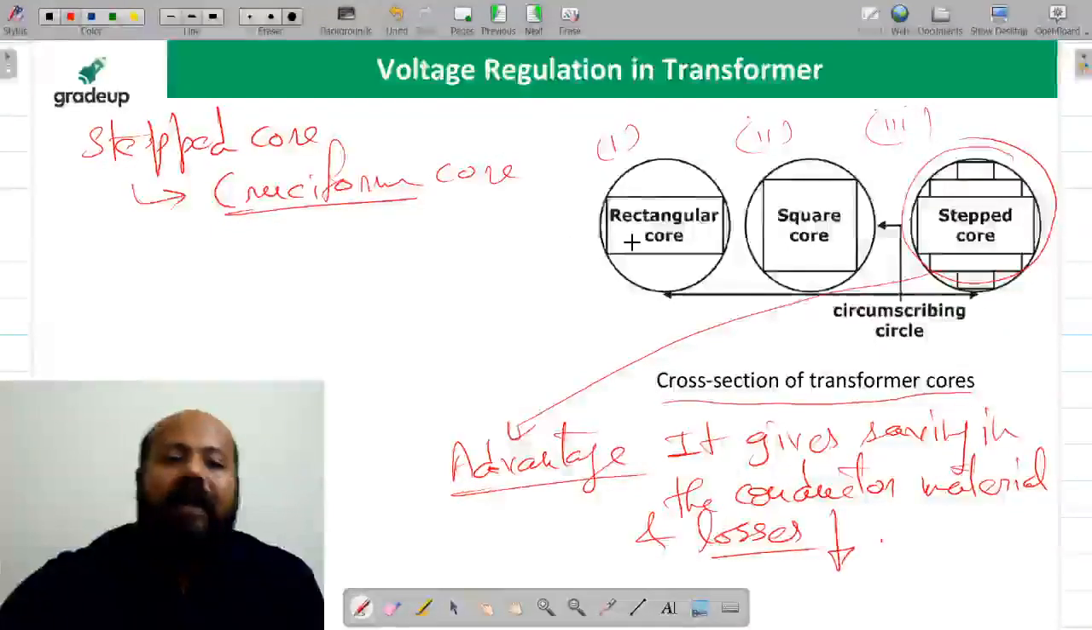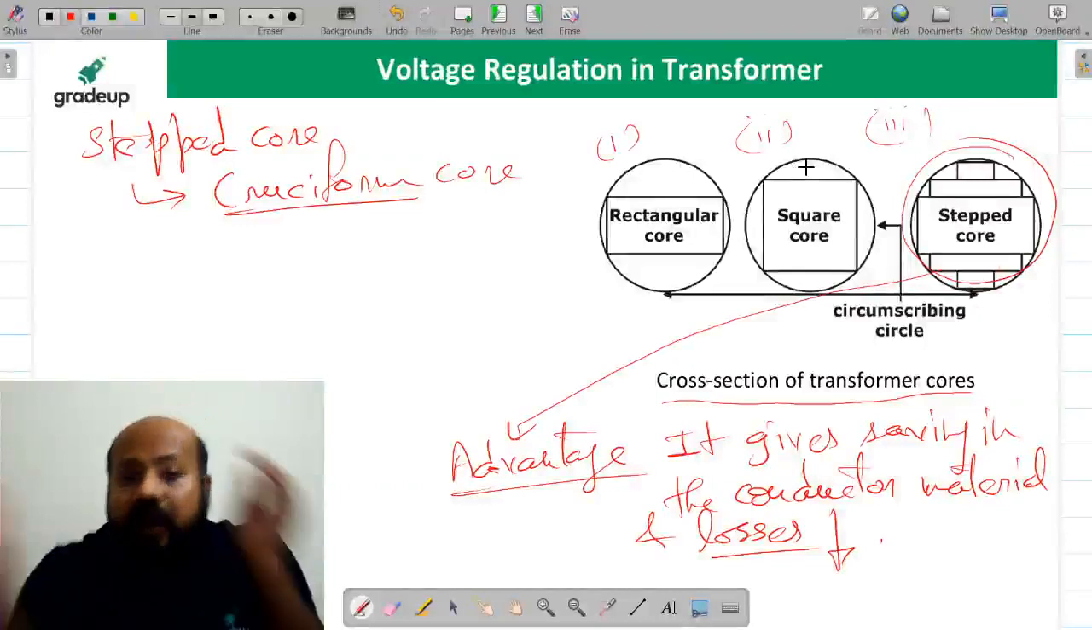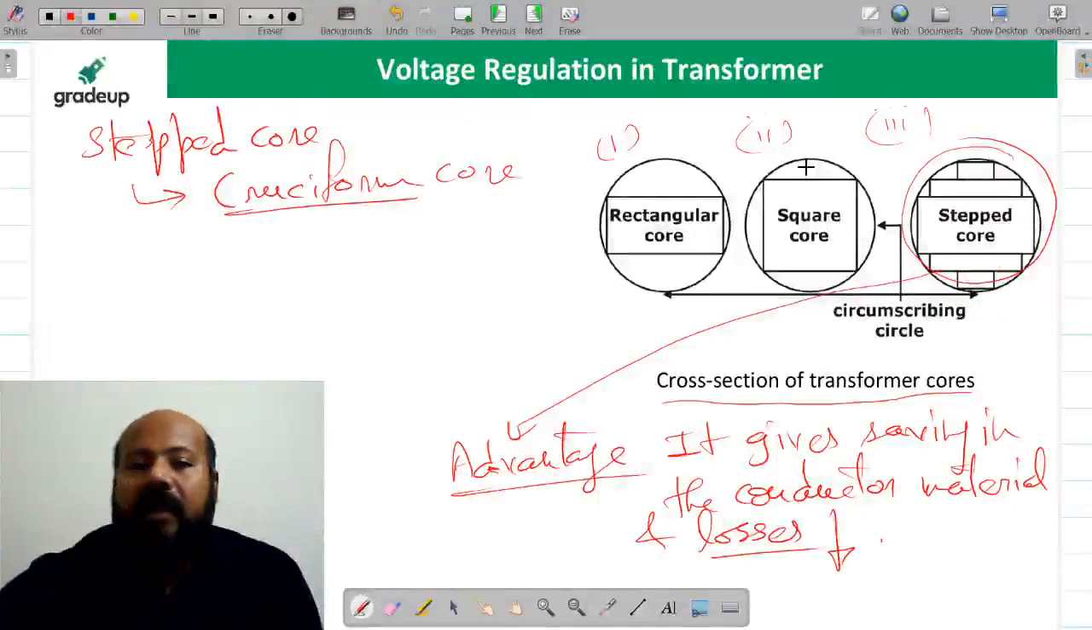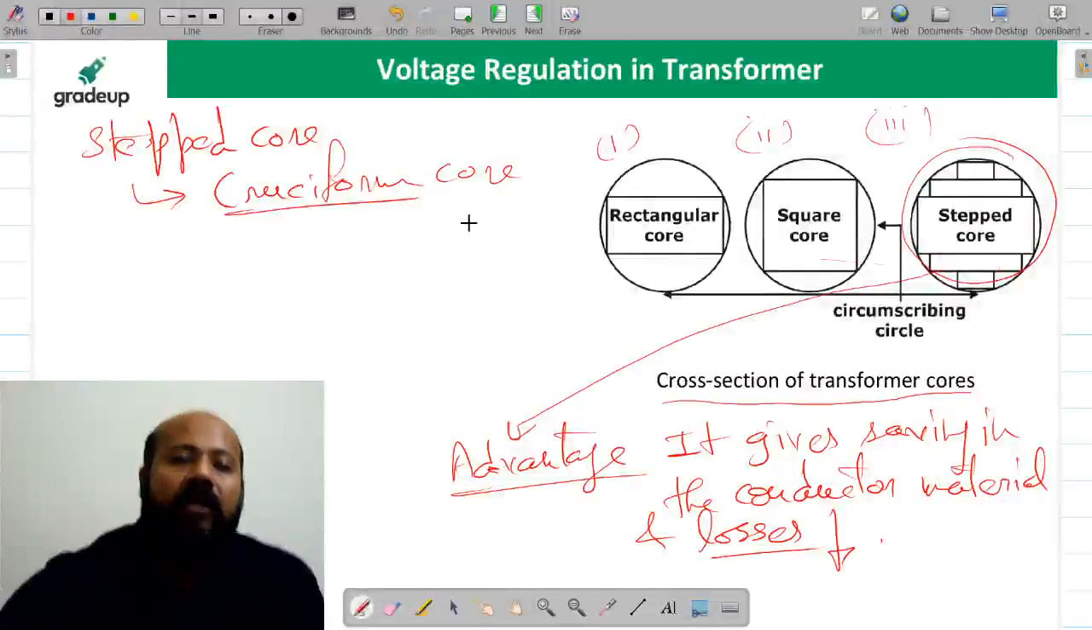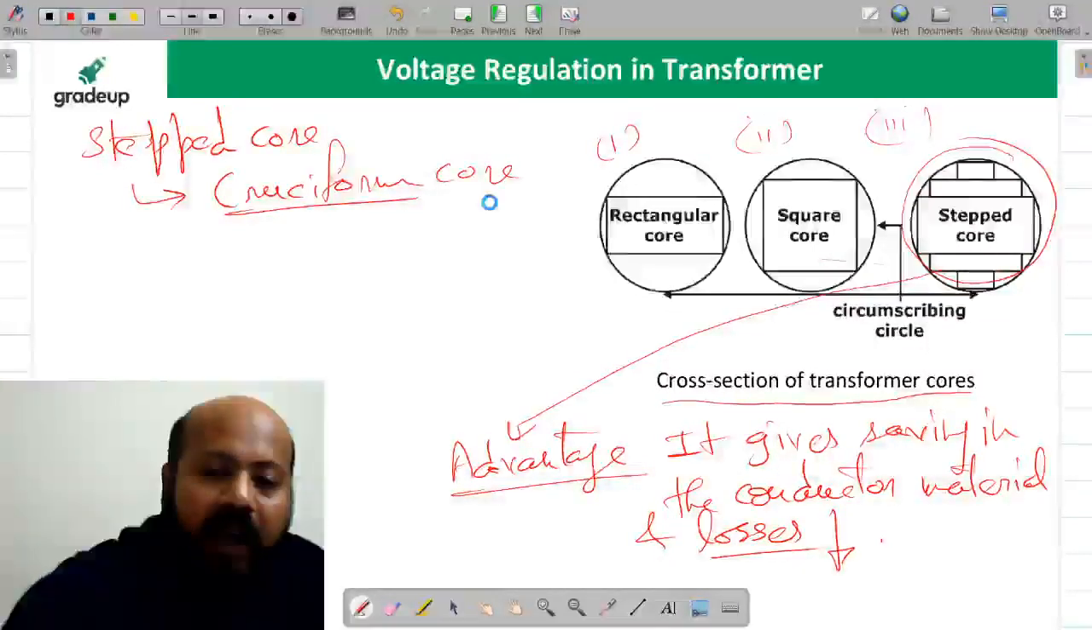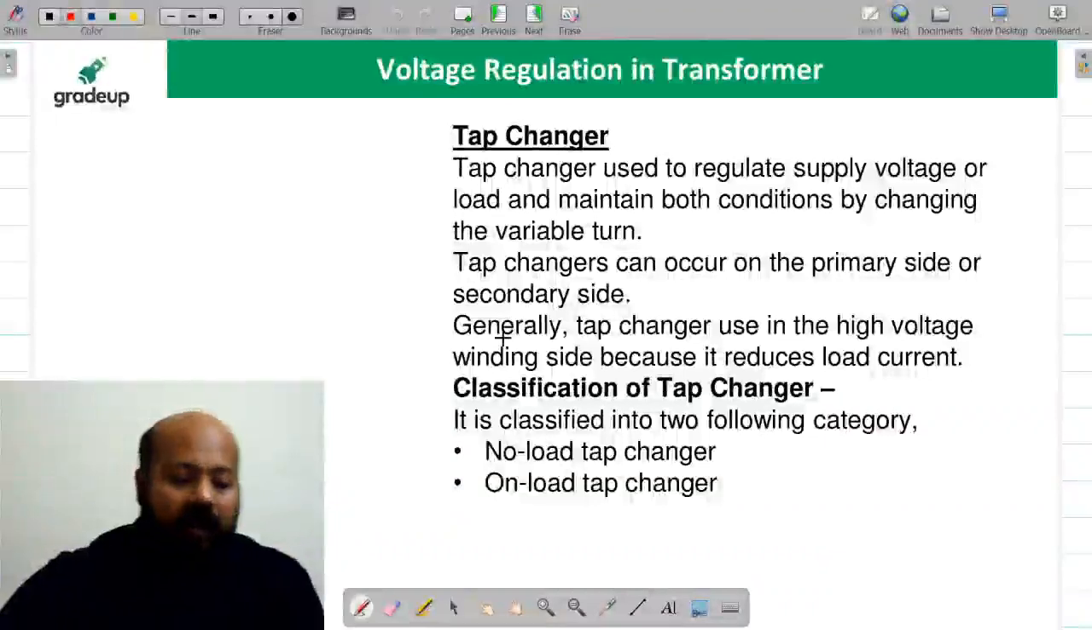What is the overall idea? The overall idea is, suppose if you are using a square core, then you require a larger cross sectional area. Now if you want to reduce this cross sectional area, then we are going to use the stepped core in this form. This is also what we call a cruciform core. I hope it is clear to all of you.